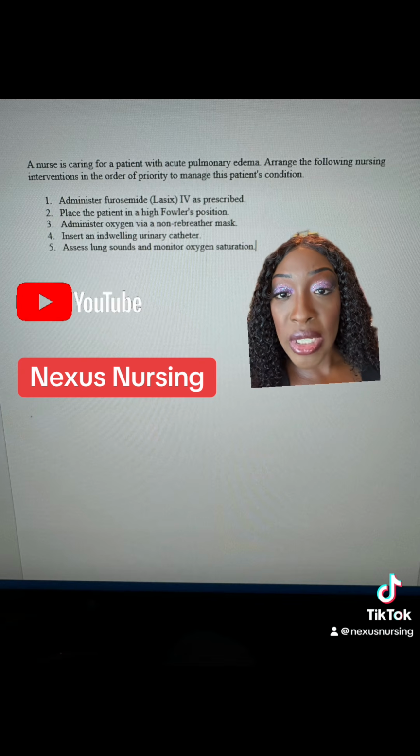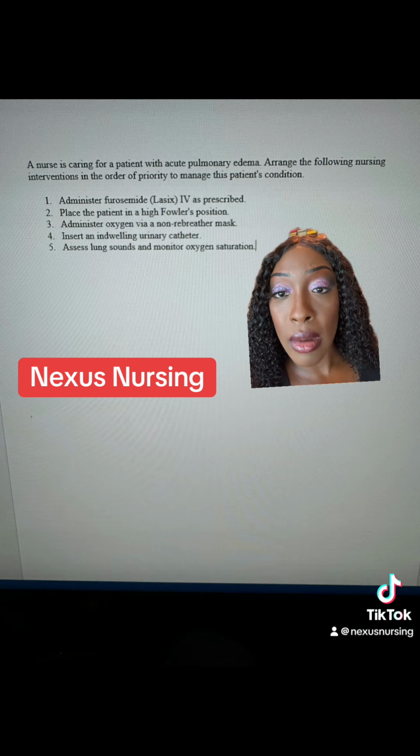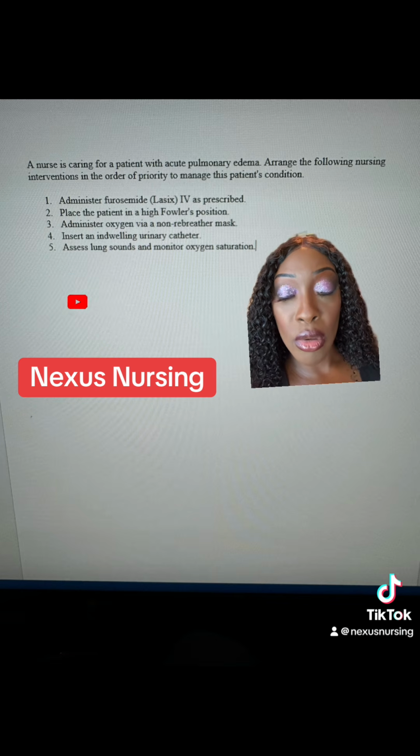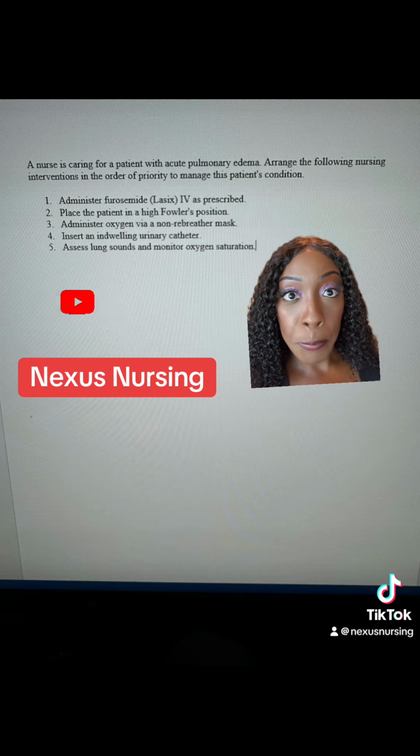2. Place the patient in high Fowler's position. 3. Administer O2 via non-rebreather mask. 4. Insert an indwelling urinary catheter. And 5. Assess the lung sounds and monitor oxygen saturation. I'll give you guys a second to think about the order that you're going to perform these nursing interventions.